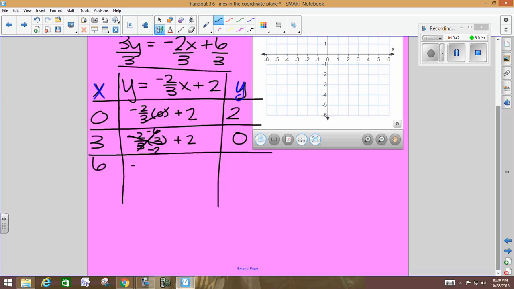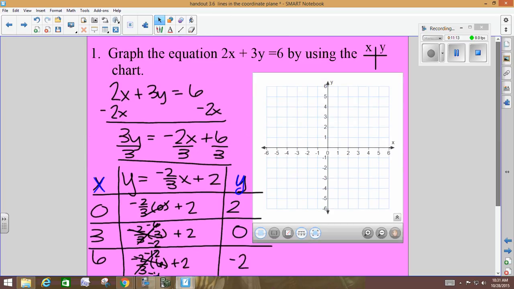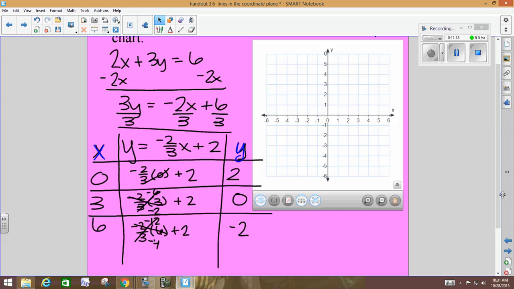And then our last x value, negative 2/3 times 6 plus 2. Negative 2 times 6 gives me negative 12. Negative 12 over 3 would be negative 4. So negative 4 plus 2, negative 2. Yes, you have to show your work. Yes, it says graph using an XY chart. Graph by using an XY chart. Okay, those are your 3 ordered pairs.